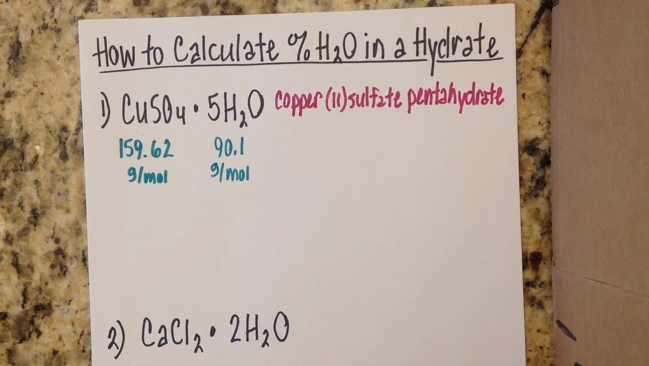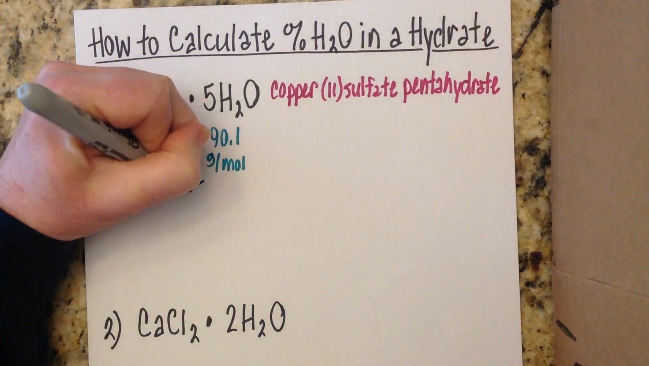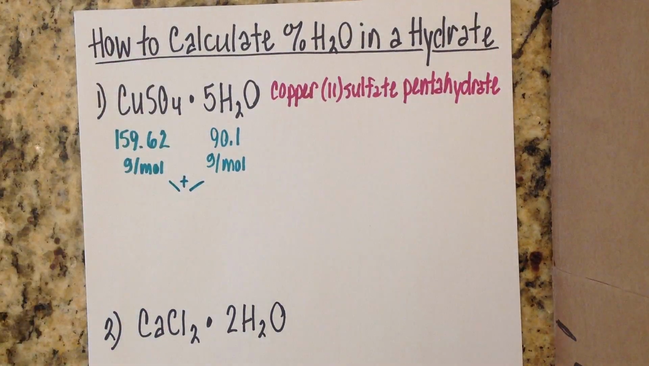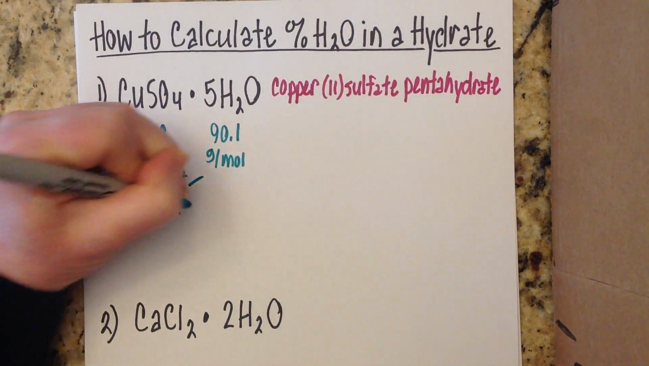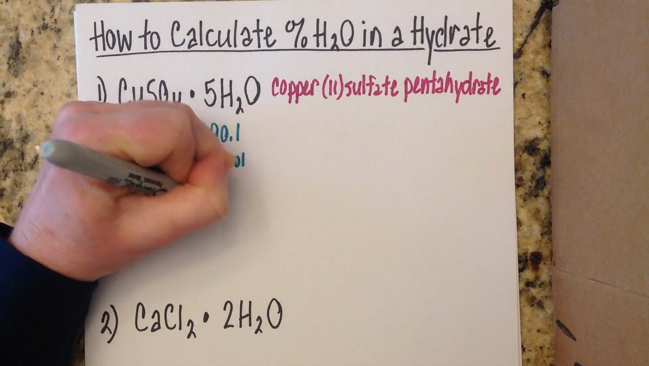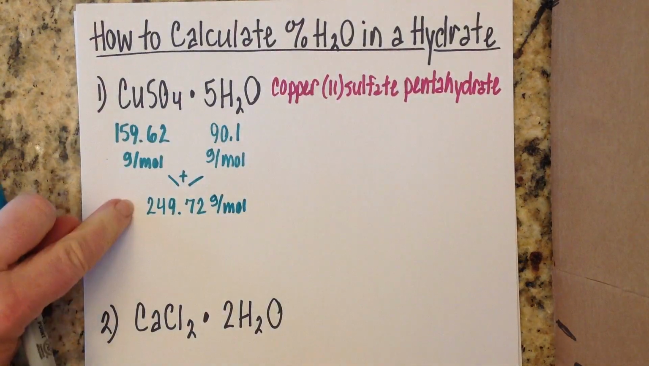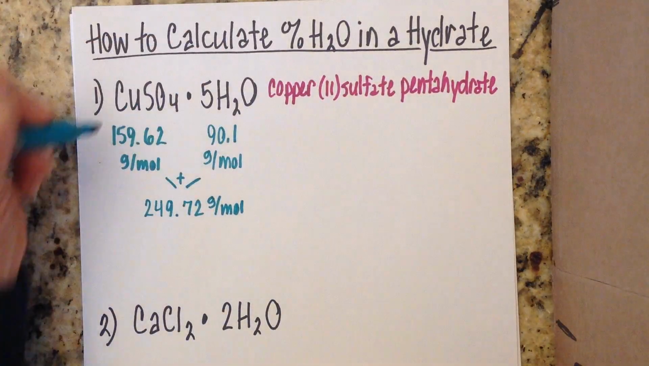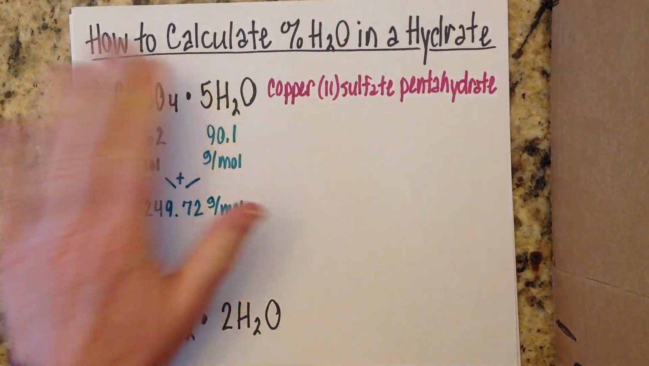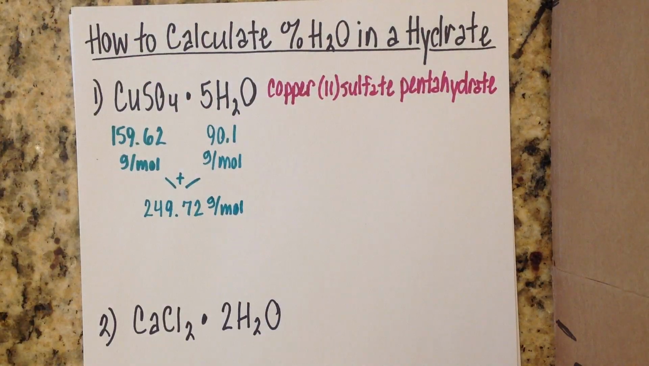So we found the mass of each side, and now we're just going to add those two numbers together to get the total mass of the hydrate. So 90.1 plus 159.62 is 249.72 grams per mole. This is the total mass of the hydrate, because this entire thing is a hydrate. A lot of kids think the hydrate's just this part. The whole thing is actually considered a hydrate.